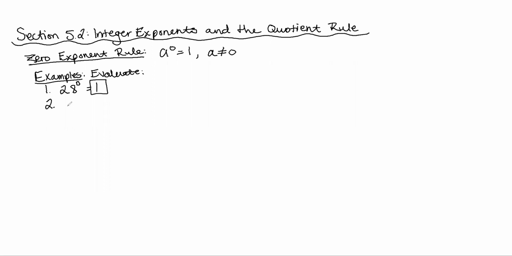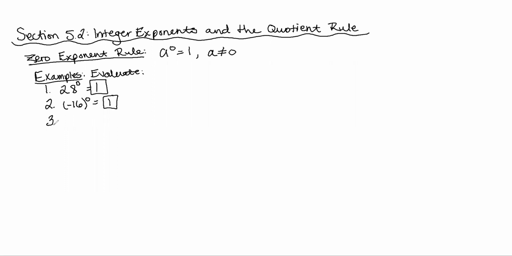Number 2, we have negative 16 to the 0 power. So this is one of those negatives where the parentheses makes a difference. So since we're raising that entire number to the 0 power, we still get 1.